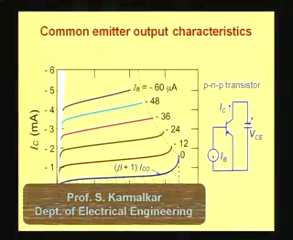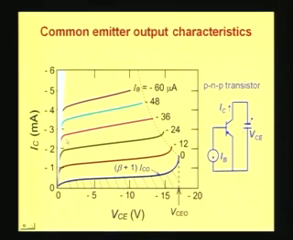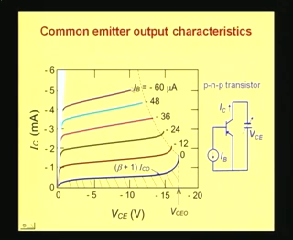Now, having identified the saturation, cutoff and the breakdown regions, we now come to the very important region in which most of the transistors operate. That is the remaining region on this particular graph, in between the cutoff, saturation and breakdown, and this is called the active region of the transistor. The transistor operates in this region in most of the situations. In fact, this is the useful region of operation.